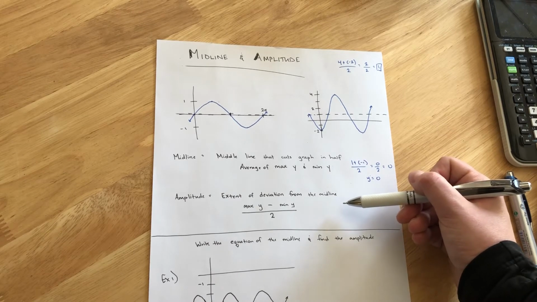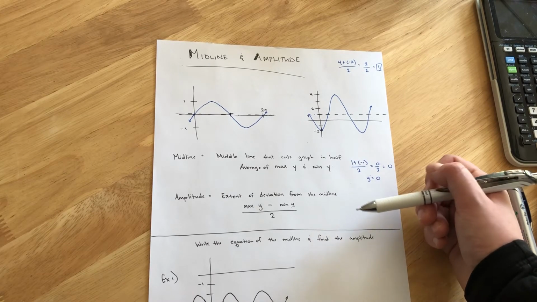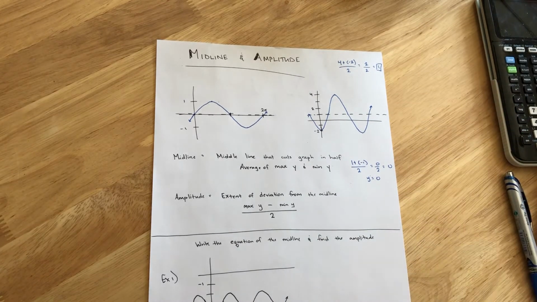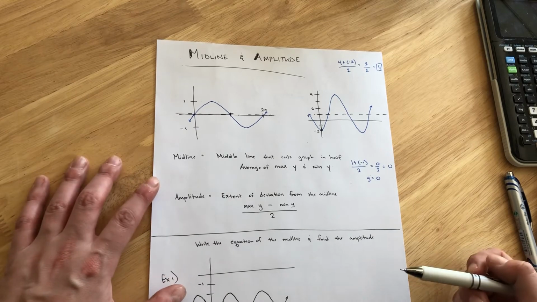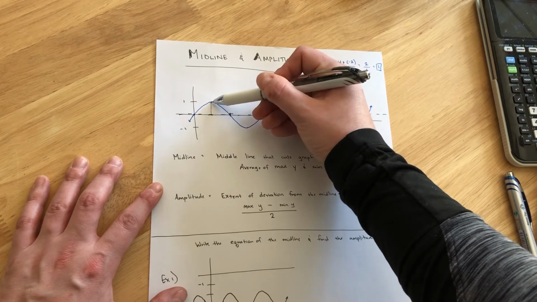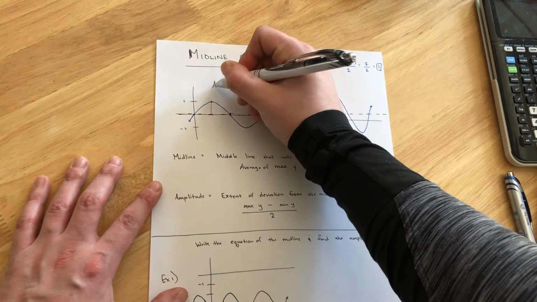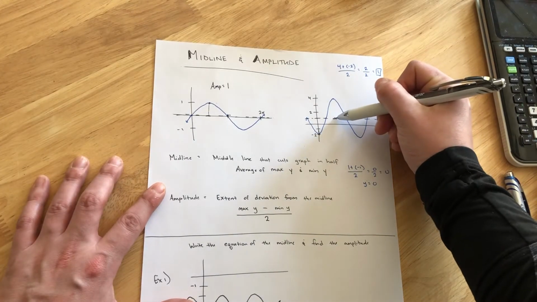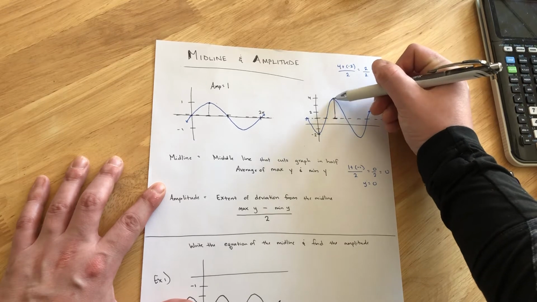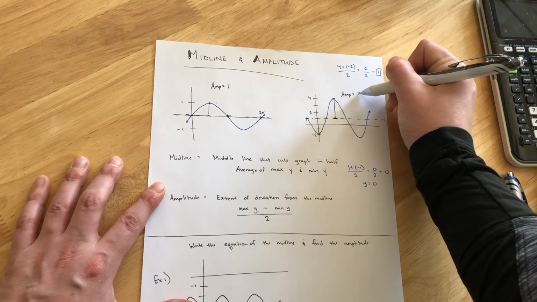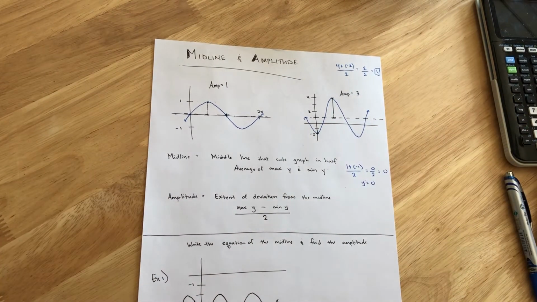So the amplitude is the extent of deviation from the midline. How high above or how low below the midline does this graph get during its wave? On this first graph, from the midline up to the peak, that's a deviation of 1 unit. So the amplitude would be equal to 1 on this graph. Here on the second graph, looking from the midline at 1 up to the peak at 4, that's an amplitude of 3. That's an easy way to find amplitude.